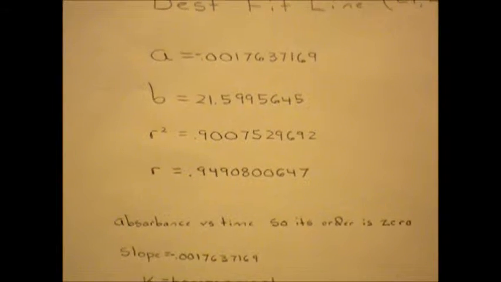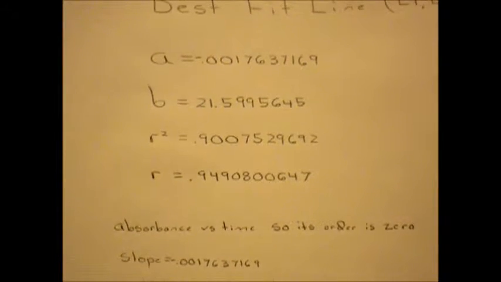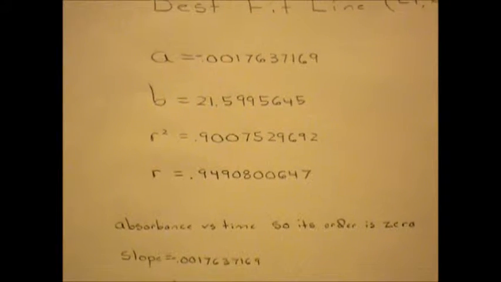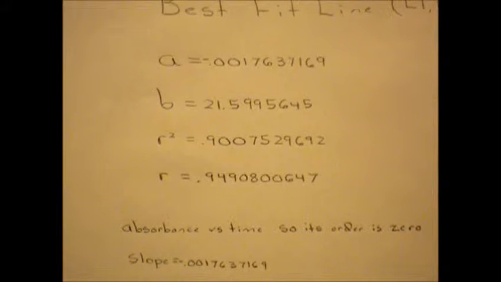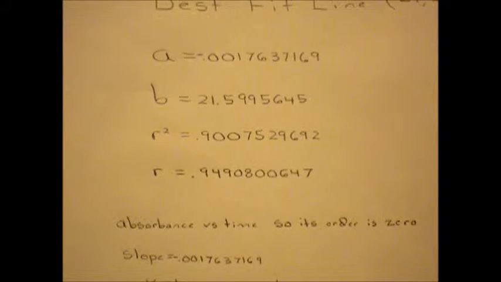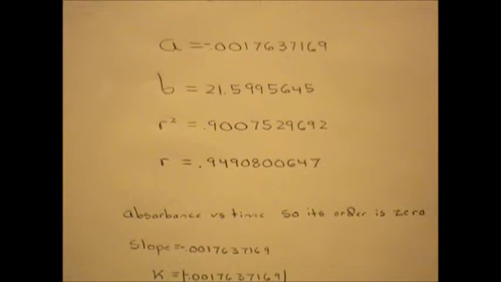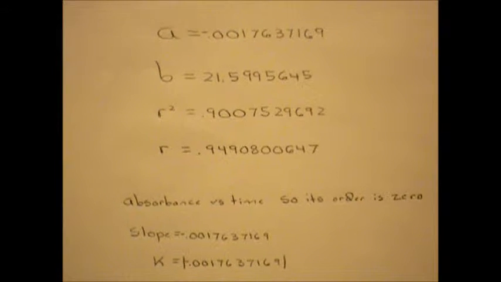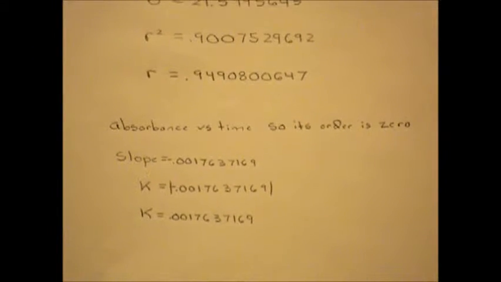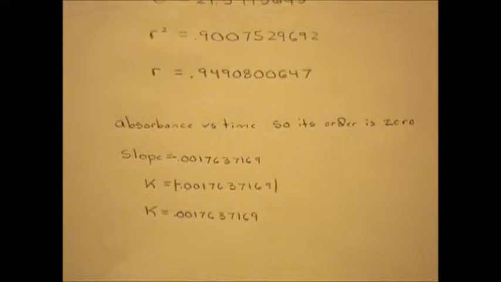By looking at it, it's going to have an order of 0 because it's an absorbance versus time graph. Then we can find the K value by taking the value of the slope. This is the K value and it's 0 order.